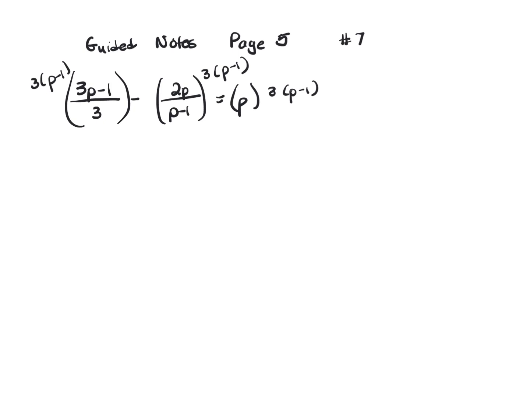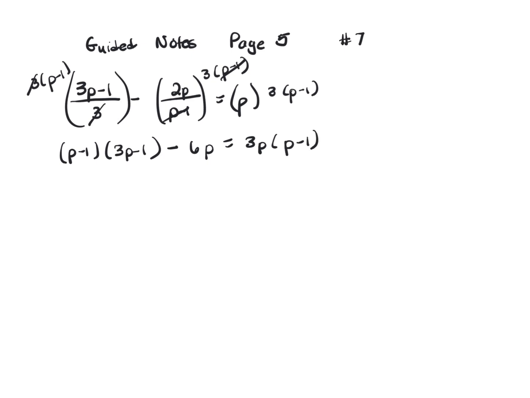So multiplying the first term, 3's cancel, and you're left with p minus 1 times 3p minus 1. Bring down your minus sign. P minus 1's cancel. 2p times 3 is 6p. Nothing to cancel on the right-hand side. That will be 3p times p minus 1.